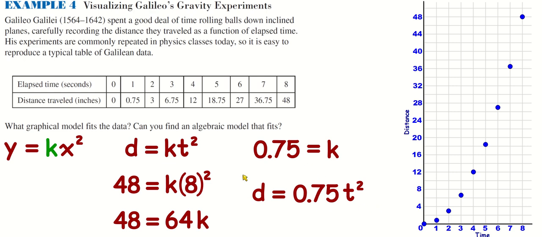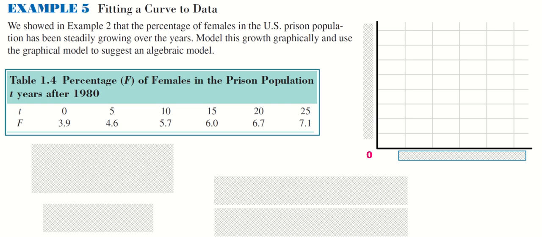And then I can say, well, that makes my equation y equals 0.75 x squared, or you could use these different variables like I am here: d equals 0.75 t squared. So that's my algebraic model. That's the equation that models this table. And we use the graph to help us there.